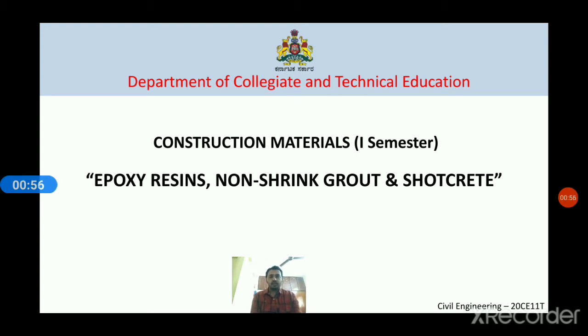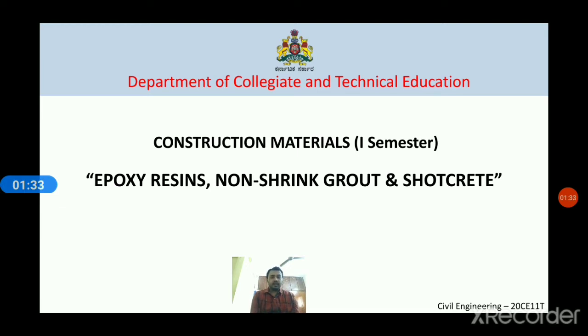Next, after non-shrink grout, shotcrete. Shotcrete is also called gunite because the concrete is applied by spraying. It can be defined as a mixture of cement, aggregate and water sprayed through a nozzle. Due to its high velocity, it produces a compact, dense, and homogeneous mass. Shotcrete can be used for repair works, encasing steel structures, etc.